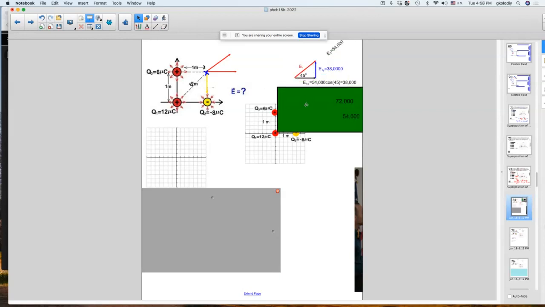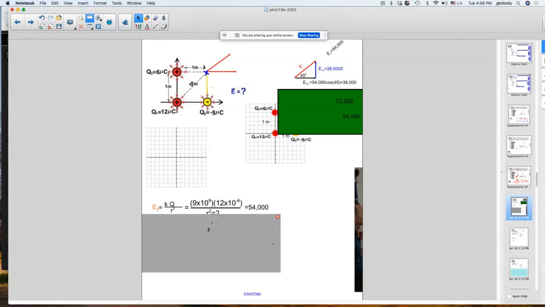Okay, so now what you've got to do is calculate that. And I think I do it right over here. So the first one, E1, I calculate KQ over R squared. That's E1 due to this charge here. Now R squared here, since R is the square root of 2, R squared is just 2. So E1, that's this vector here.